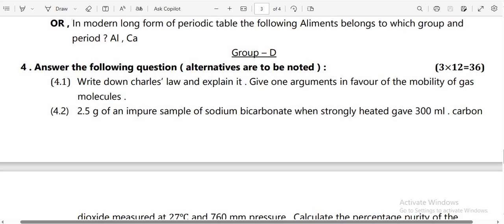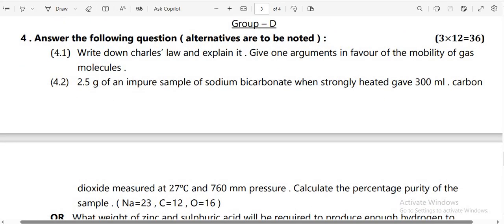4.1 Write down Charles' law and explain it. Give one arrangement in favor of the mobility of gas molecules.